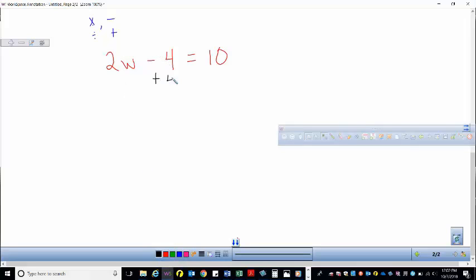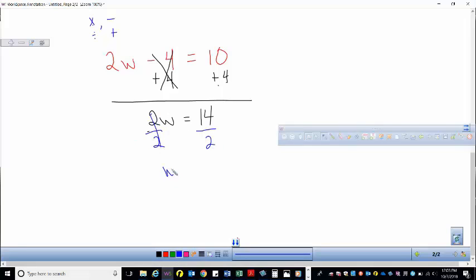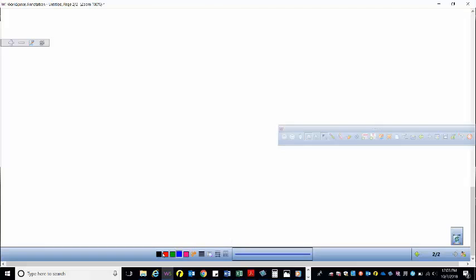So I'm going to say plus 4, plus 4. And then my negative 4 and positive 4, they cancel. So I have 2w left on the left. 10 plus 4 is 14. And then that was my first step. So my second step is to divide. 2 divided by 2 cancels to 1w. 14 divided by 2 is 7. So let's look at another one.